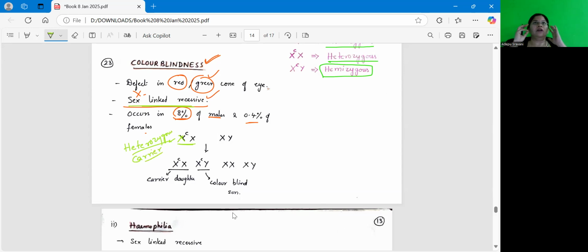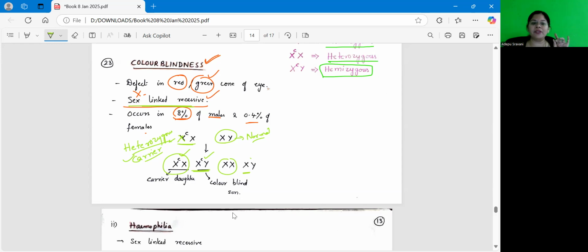That means phenotypically, the female can easily differentiate the colors. She is not affected, but genetically she is affected, so she is a carrier, whereas the male is normal here. So what happens to their progeny? Out of 4, we get 2 daughters and 2 sons. Out of that, 1 daughter will be a carrier. Both the daughters will be normal, but one will be a carrier, the other is completely normal. And in sons, 1 son will be affected and the other son is not affected.